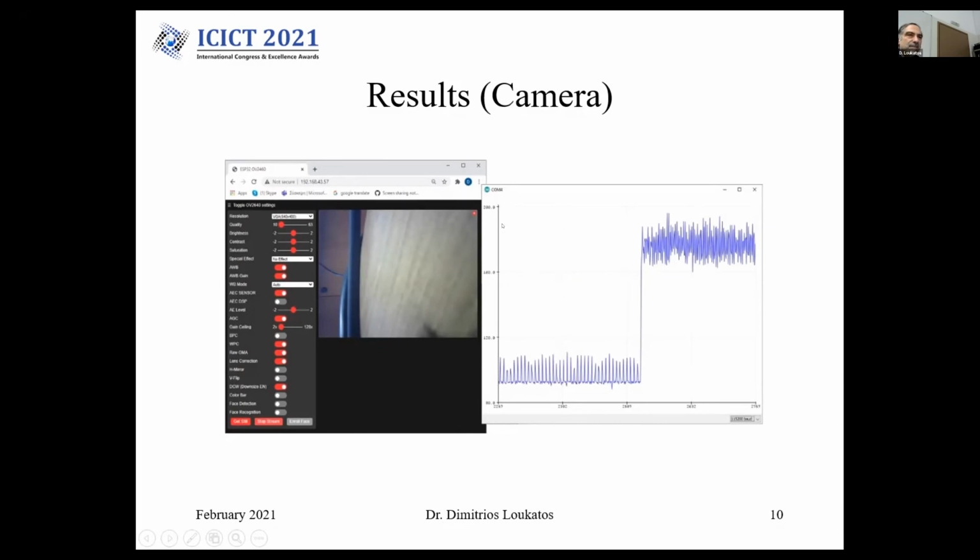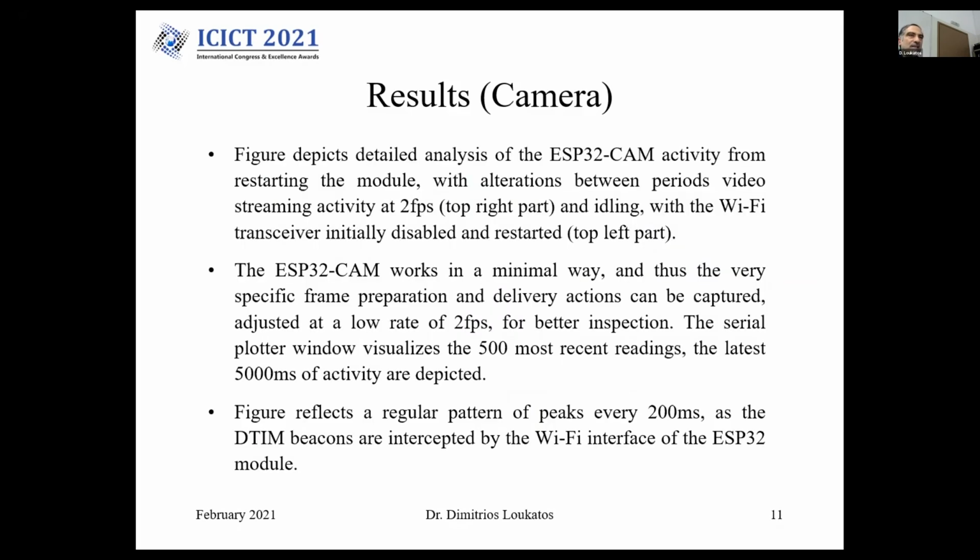We see the lift, the shift in the current consumption here. And the second case has to do with the camera. The frame rate is lower. We modified the software to deliver 2 frames per second.